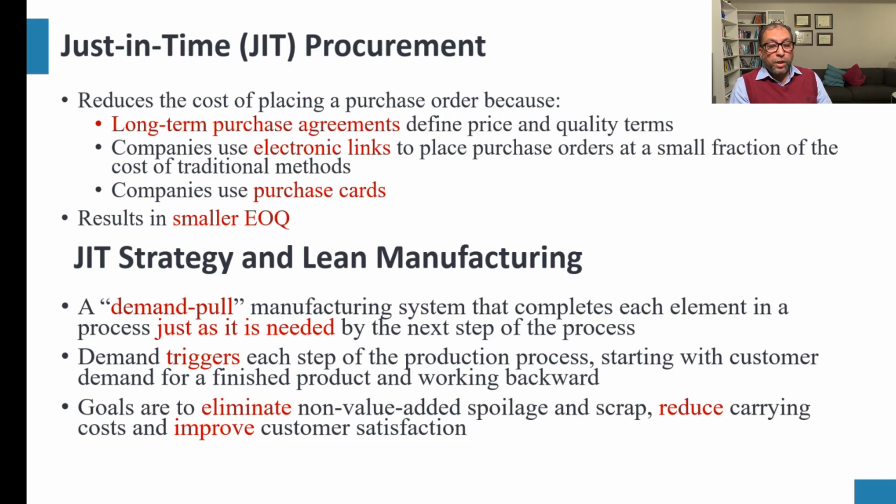Just-in-time procurement reduces the cost of placing a purchase order because long-term purchase agreements define price and quality terms. Companies use electronic links to place purchase orders at a small fraction of the cost of the traditional method, and companies are using purchase cards, and this results in a smaller EOQ, economic order quantity.